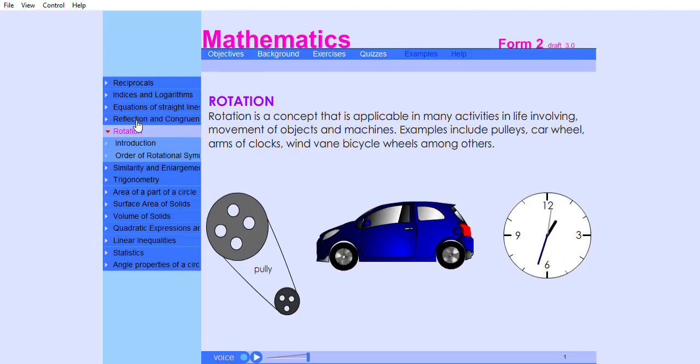In many activities in life involving movement of rotation. Subtopic: Center and angle of rotation. Rotation is a concept that is applicable in many activities in life involving movement of objects and machines. Examples include pulleys, car wheels, arms of clocks, wind vane, bicycle wheels, among others.